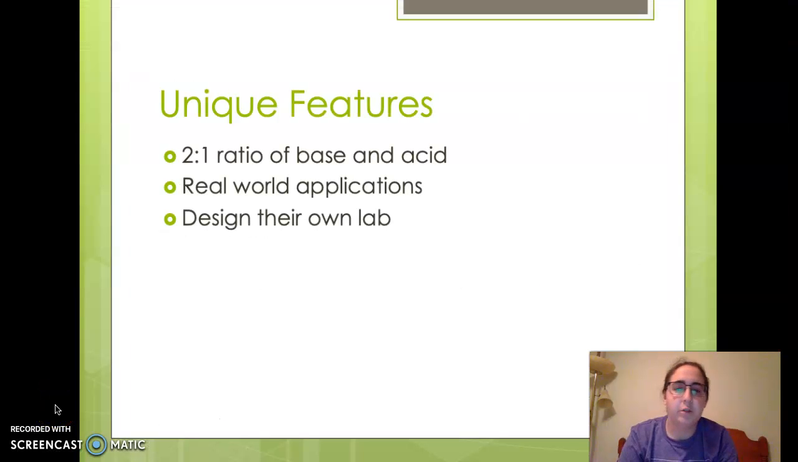Some unique features of these 3 labs: I used different ratios of base to acid. So there's a 2-to-1 ratio in one lab and a 3-to-1 ratio in another, so they can get into the habit of not assuming that it's always 1-to-1. It also includes some real world applications. So where do we use titrations every day in the real world? And then it gives them the opportunity to design their own lab, or at least their own lab table, to organize their information.